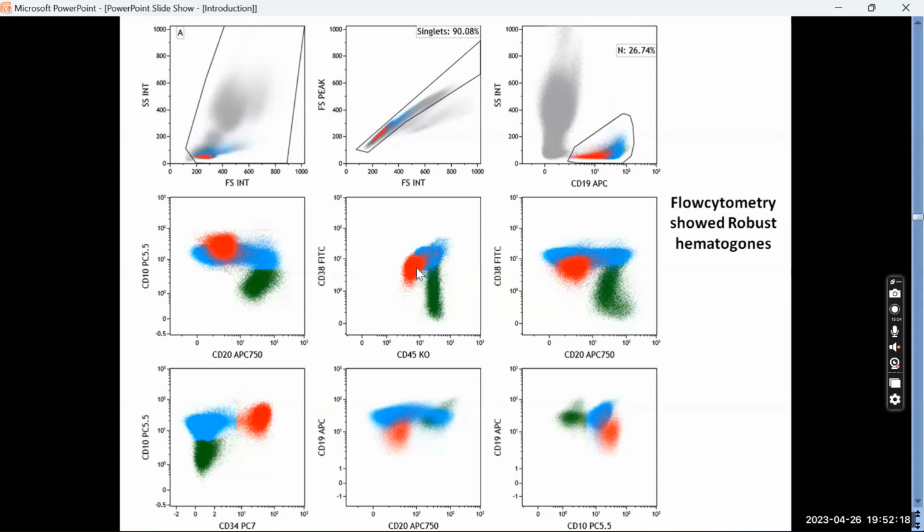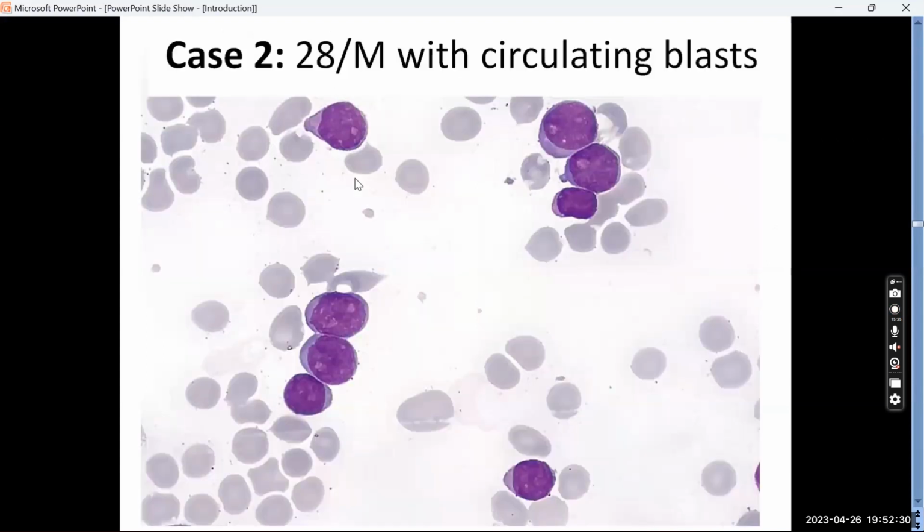So this flow showed robust hematogones. So it is nothing. It's a case of ITP with robust hematogones, or increased hematogones. So it's not at all an acute leukemia. That is the beauty of flow. Let's go for the second case now.